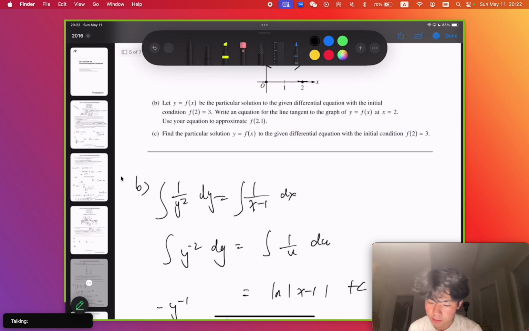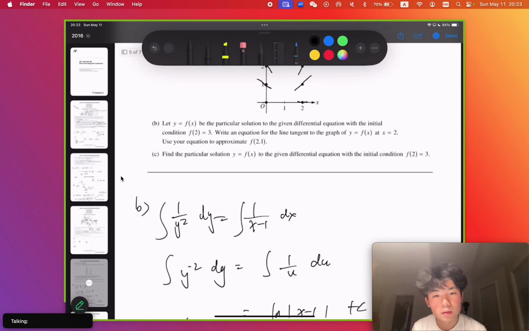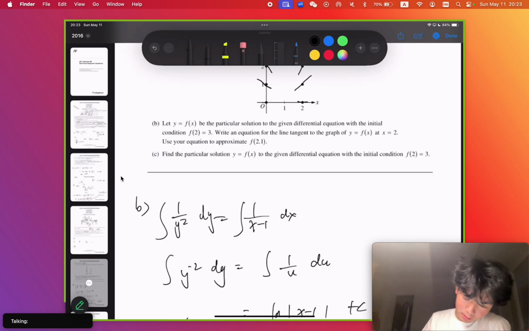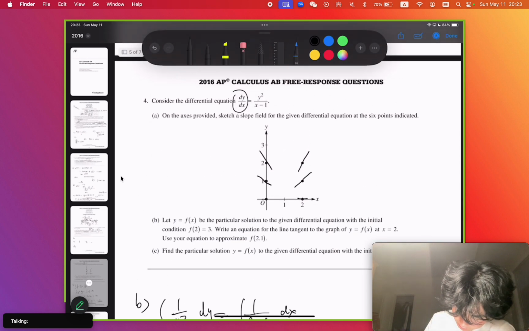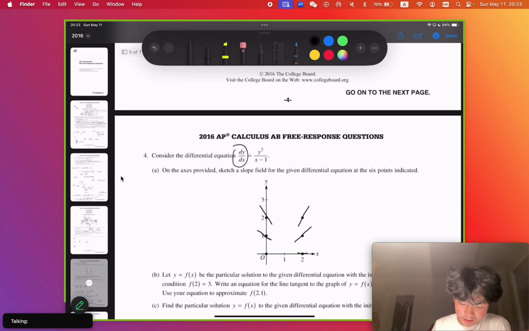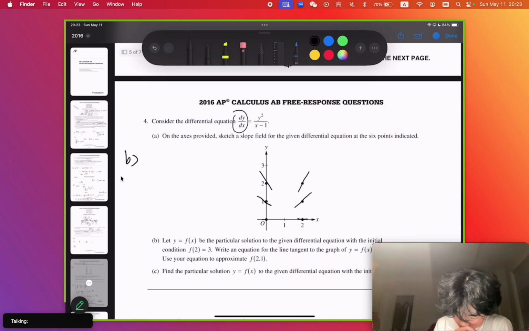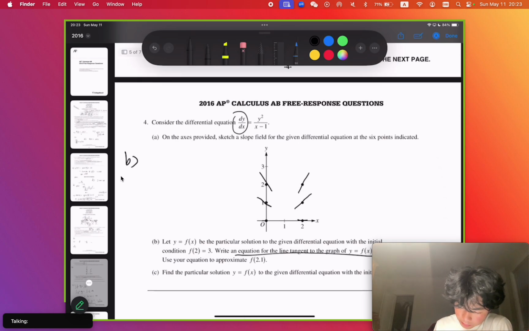Write the equation of the tangent line to the graph of y equals f of x at x equals 2. Let's see, dy dx. Hold on. Wait, what? Let f of x. Okay, I've been doing this too much. What am I doing? Alright, anyway, that's C. B, the tangent line, you just have to know the equation for the tangent line, you just want to use the derivative.